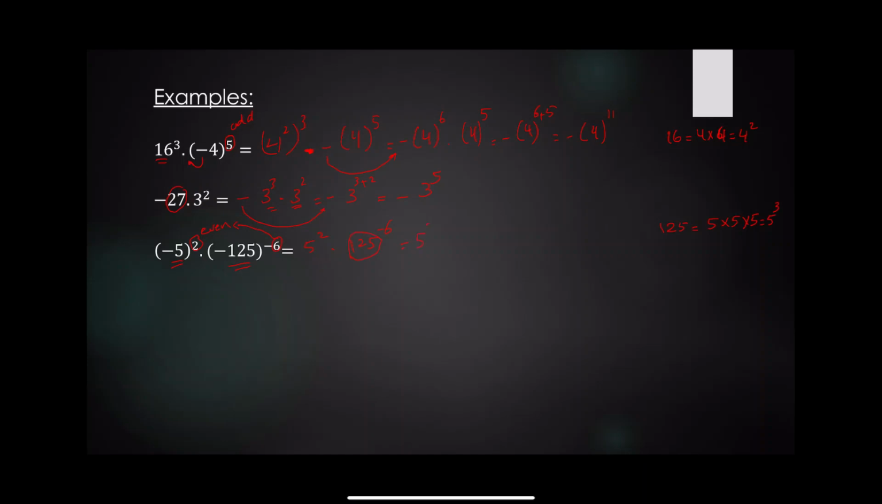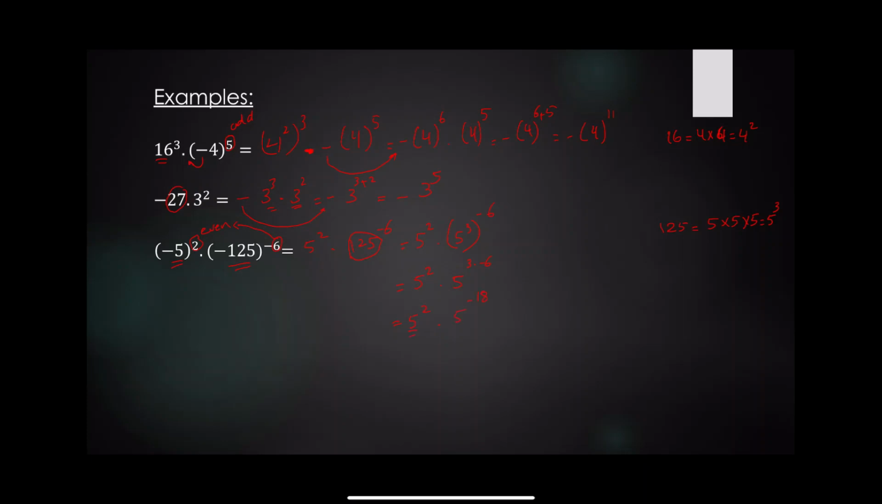So it's 5 to the power 2 times 5 to the power 3, all to the negative 6. What we should do, power raised to another power, we should multiply the powers. 3 times negative 6, so it's 5 to the power 2 times 5 to the power minus 18.